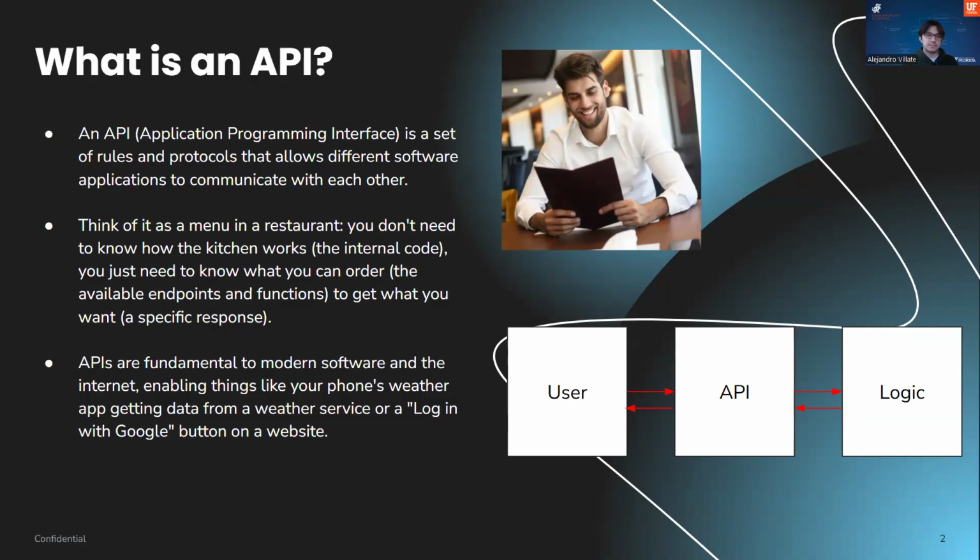communicate with each other. So to put a metaphor to it, you can think of it as a menu in a restaurant. You don't need to know how the kitchen works. You just need to know what you can order to get what you want. So for example, if I go to Chick-fil-A, I'm the user in this case, or an application. I can read the menu and pick out something from the menu screen. So everything from the menu screen to the server to the kitchen is the API.